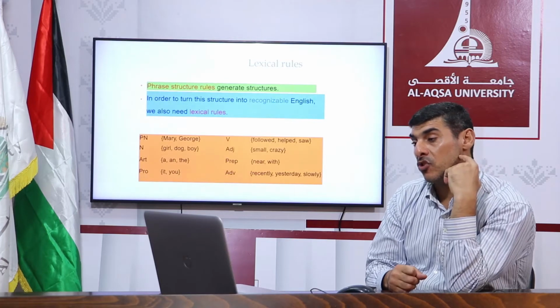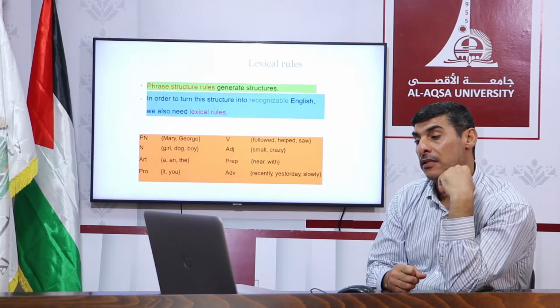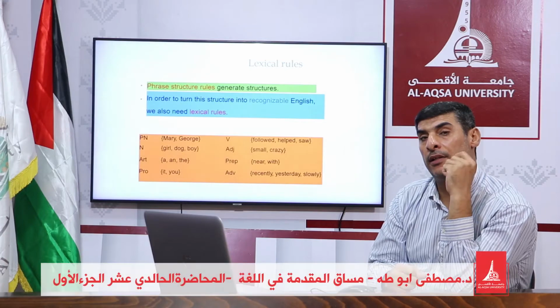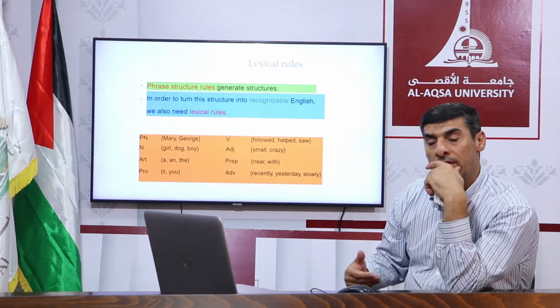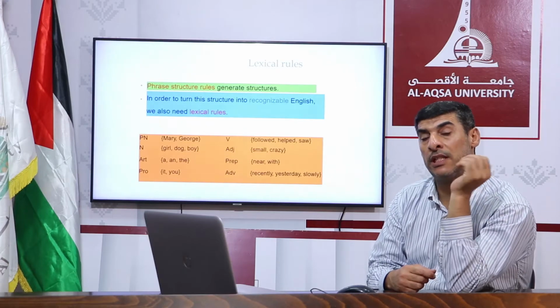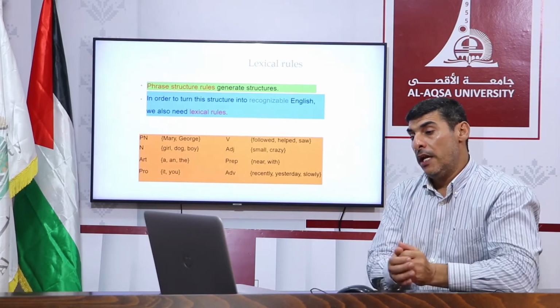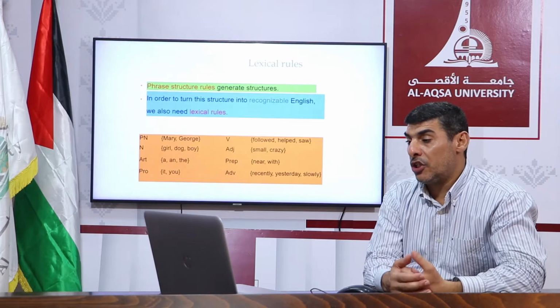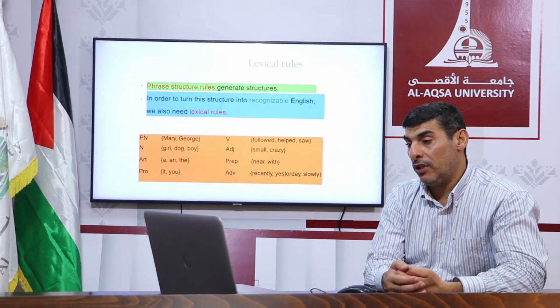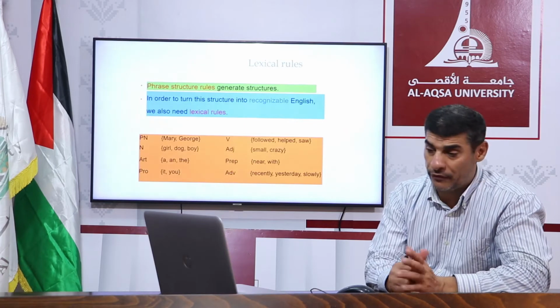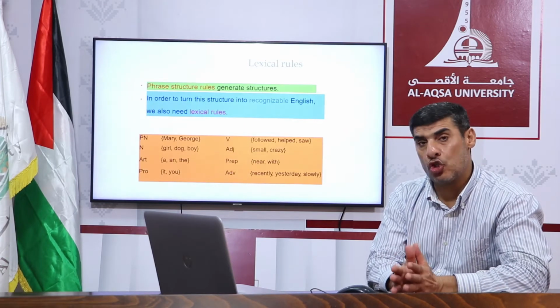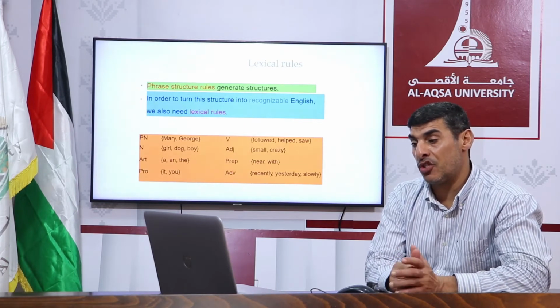Phrase structure rules generate structures, as we explained last time. I would say near Gaza, in office, on the table, under the table. So we have a preposition plus a noun, and so on. In order to turn this structure into recognizable English, we also need lexical rules. So we have PN, which stands for proper noun: Mary, George, Gaza, Khan Yunis, Ramallah, and so on.